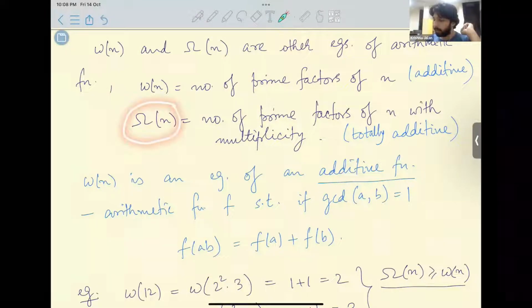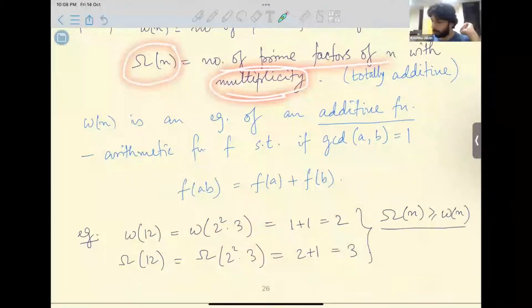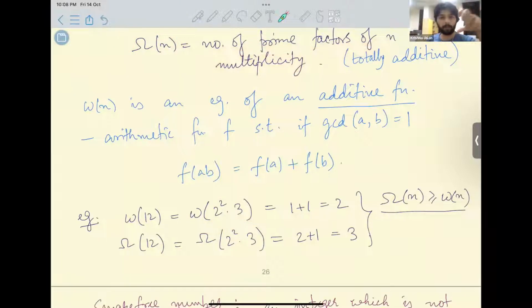Capital omega of n, on the other hand, is the number of prime factors of n, including the multiplicities. So for example, omega of 12, where 12 is 2 squared into 3, is 1 plus 1. 2 and 3 are the only prime factors of 12, so there are 2 in total. However, capital omega of 12 is 2 squared times 3, so 2 occurs with multiplicity 2 and 3 occurs with multiplicity 1. So in total, it's 3.